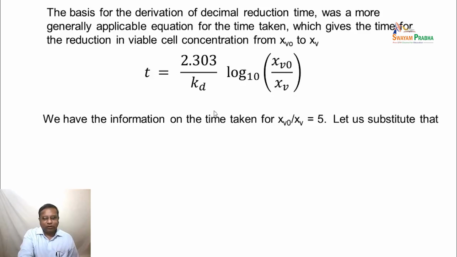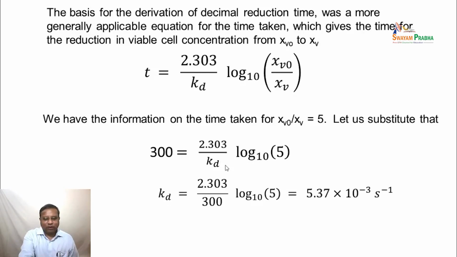We have the information on the time taken for xv0 by xv to be 5, or in other words, a 5-fold reduction from 100% to 20%. So if we substitute here, this becomes 5. So we need 5 minutes or 300 seconds for a 5-fold reduction. Therefore, 300 equals 2.303 by Kd log 5 to the base 10.